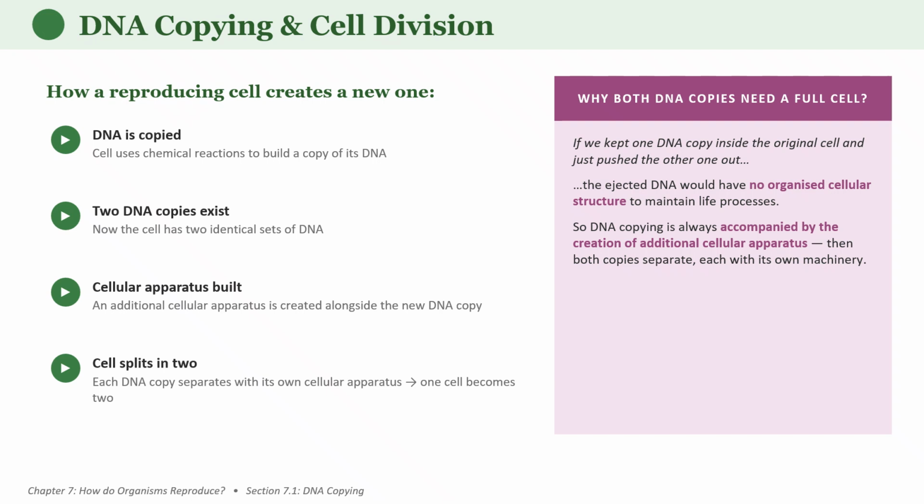For example, bacteria reproduce through binary fission, which we have already studied in our lower class. So there, what happens? DNA copies itself first. Then the cell enlarges, right? Then the cell divides into two bacteria, right?